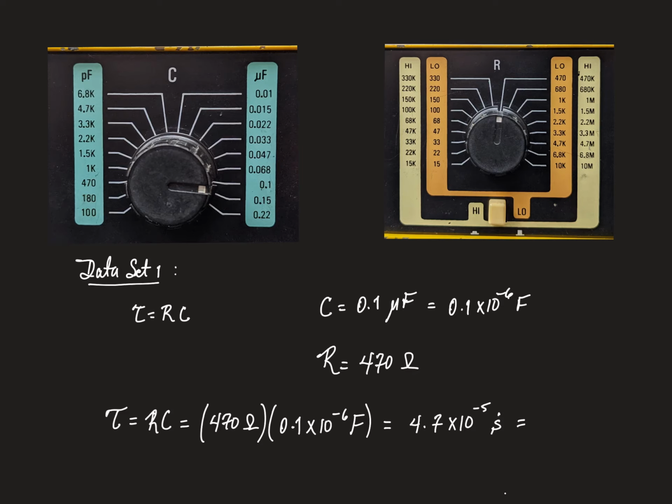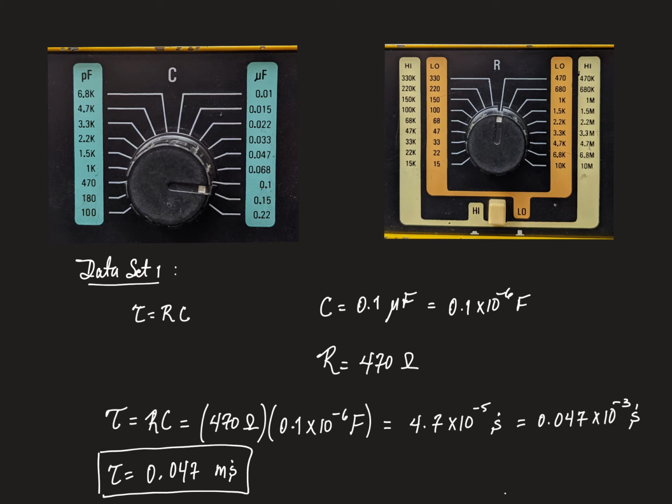Therefore, this can be written as 0.047 times 10 to the minus 3 seconds. And you'll see that this will be useful later because of the settings that the oscilloscope is on. So if we rewrite it, it is 0.047 milliseconds. And that is the theoretical characteristic time of the circuit.